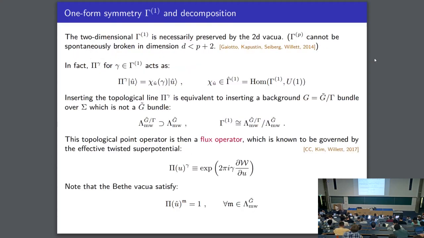Okay, so the one-form symmetry in 2D is necessarily preserved by the vacuum. And so that means that on any Bethe state here, it will just act by a phase, which should be a character of the group. And in fact, we can compute this phase explicitly, essentially understanding that the insertion of this line along the S1 is really the same as inserting some G bundle on sigma, which does not uplift to a G tilde bundle, the simply connected group bundle, like, for instance, an SO(3) bundle with a non-trivial Stiefel-Whitney class. So really, this insertion of pi is like inserting a Stiefel-Whitney class on sigma. And so this is inserting flux, in other words, for this G symmetry on sigma.